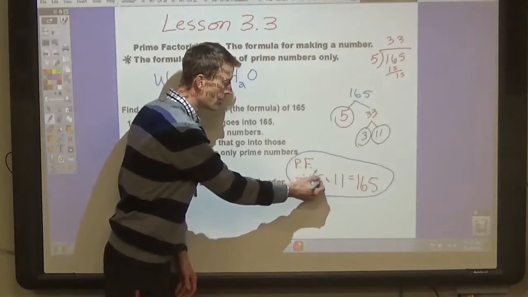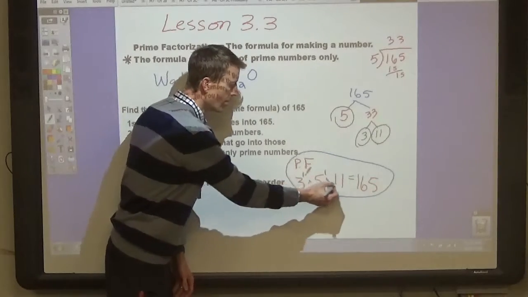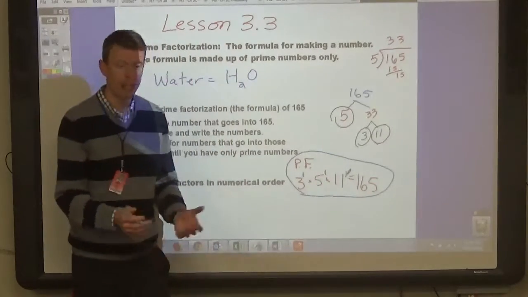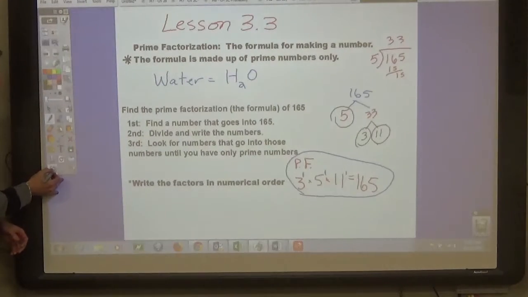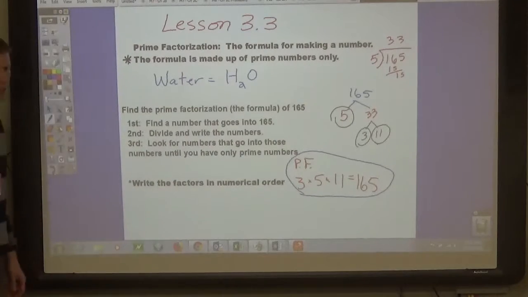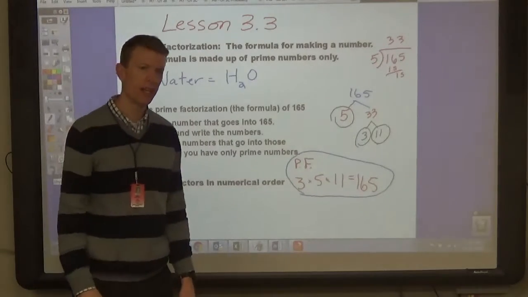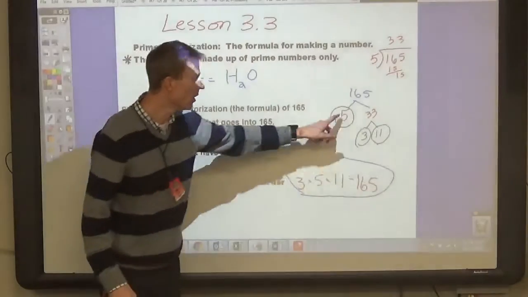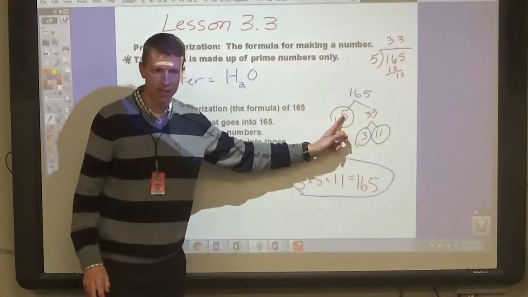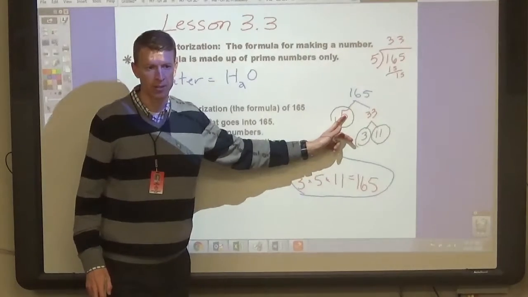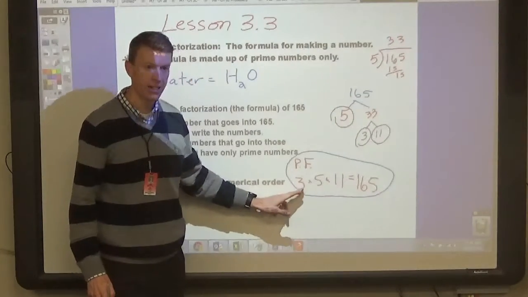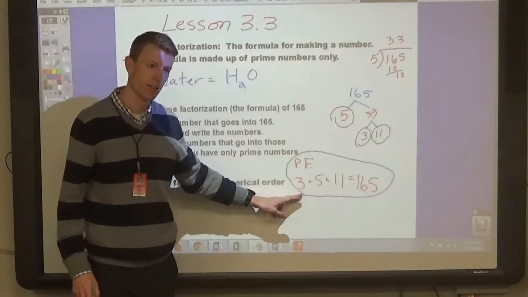If the number is only used once, then the exponent is 1, but that's assumed. We don't have to write the 1. We can see that there's only 1 3 and 1 5 and 1 11. Okay, so that's a good question. If there's only one number, you don't have to write the exponent, because it's just 1. But if there's 2 3s, then you'd write 3 squared.